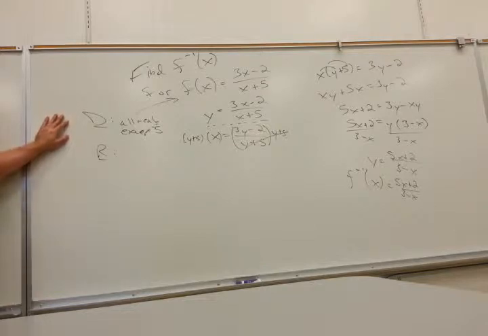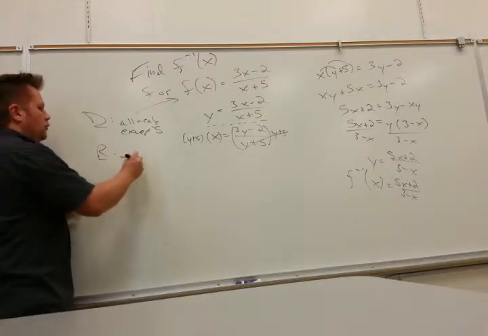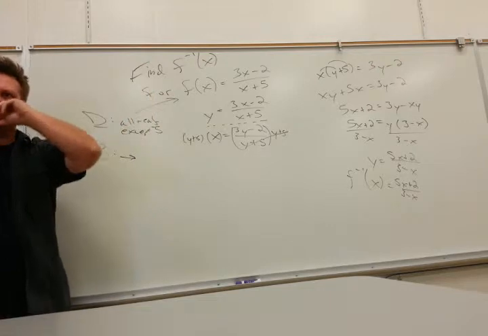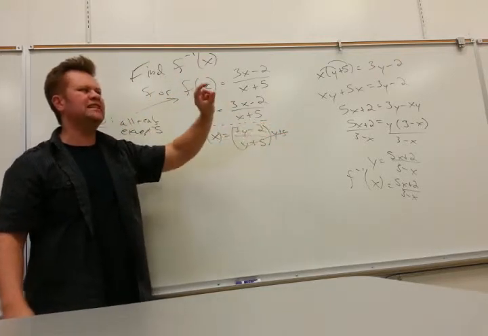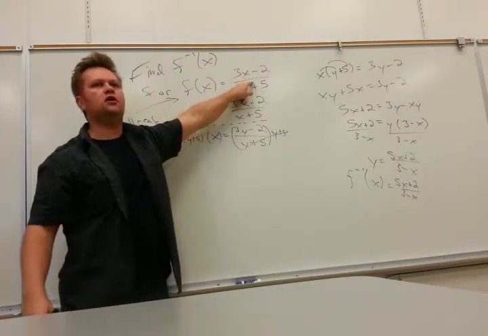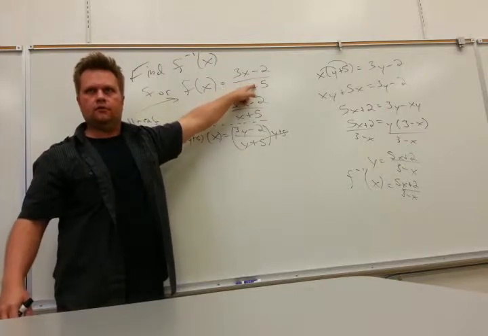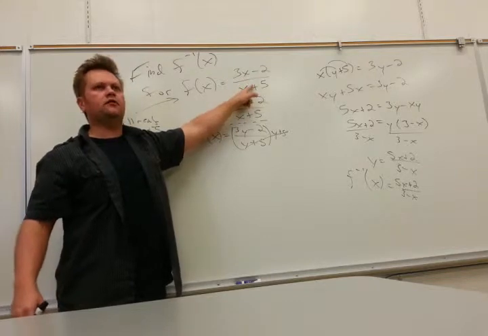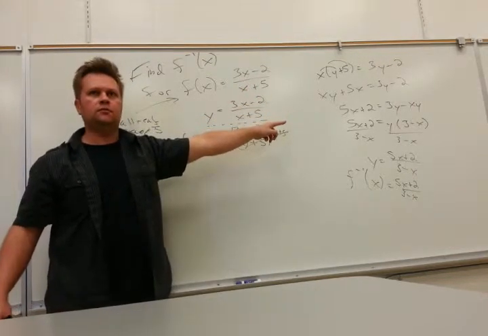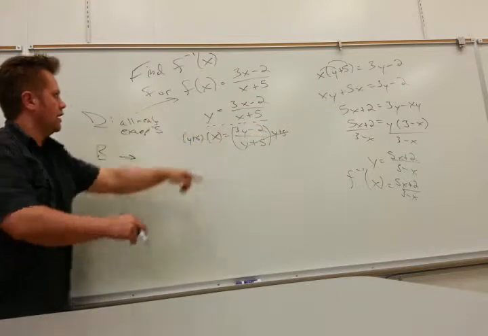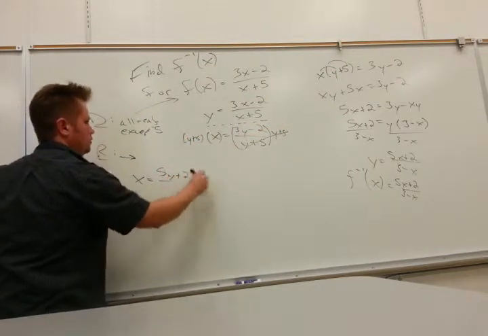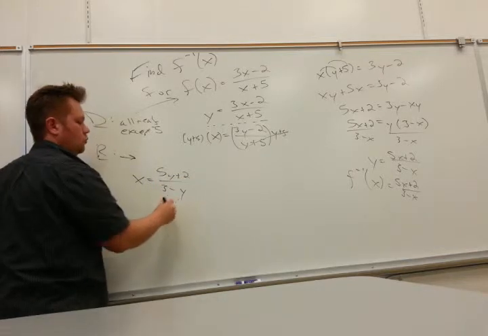Now I submit to you that we've just figured out the way to get the range just as easily. If I would have done this whole process, but I would not have switched the x and y, I just took this and solved for x, wouldn't the math have been essentially the same here? So what would I have gotten at the end? I would have gotten x equals (5y plus 2) over (3 minus y).